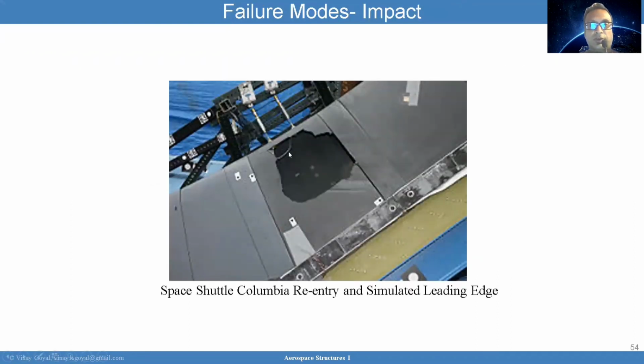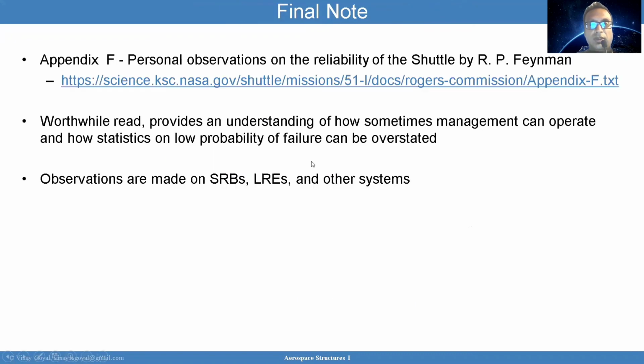And here's the damage from the failure modes that occurred. And I also have a final note that I would like you to consider. Appendix F provides personal observations on the reliability of the shuttle by Feynman. And this Appendix F of the Challenger investigation report is a worthwhile read because you can see the pull from management and you can see how people were overstating the fact that the probability of failure was very low. And so observations were made on SRBs and liquid rocket engines in this report.